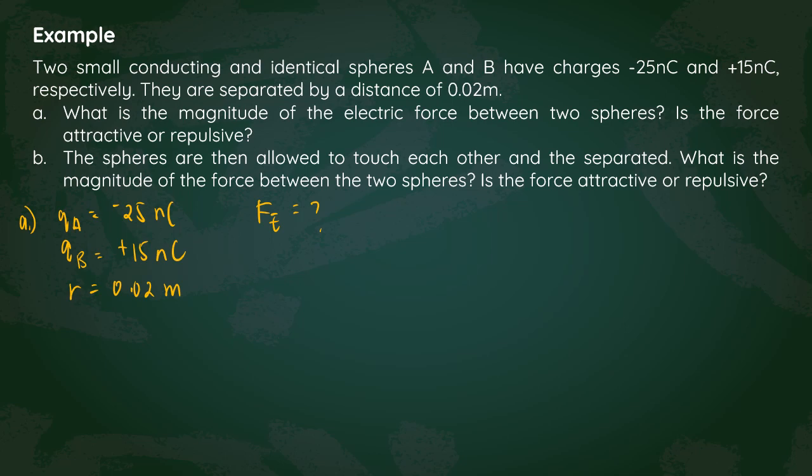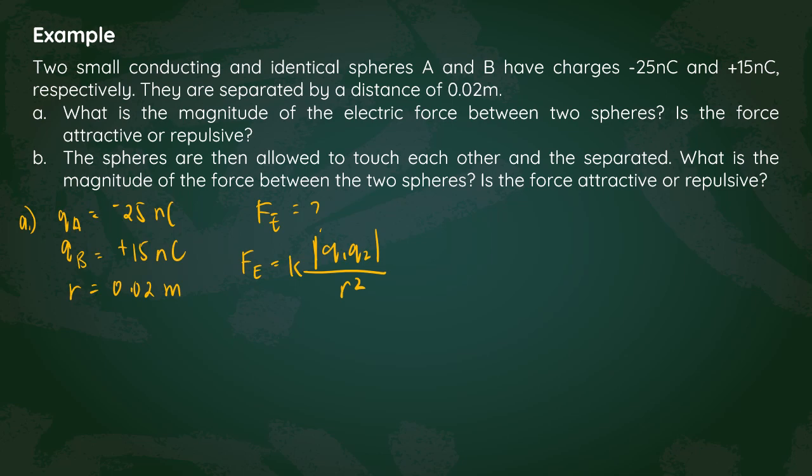To solve for the electric force, we can use Coulomb's law, where the electric force is equal to Coulomb's constant multiplied by the absolute value of the product of q1 and q2 over r squared. Now we can substitute our values. But before substituting, when you look at the given values, qA and qB are both expressed in nanocoulombs. When we work with Coulomb's law, it's important that our charges are expressed in coulombs and our distance is expressed in meters.